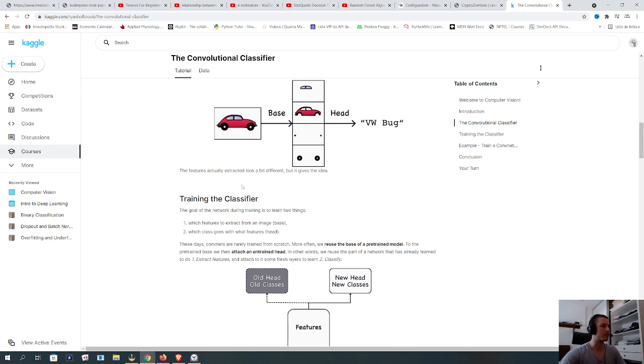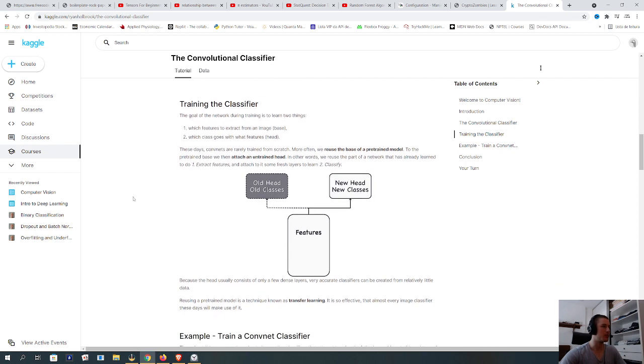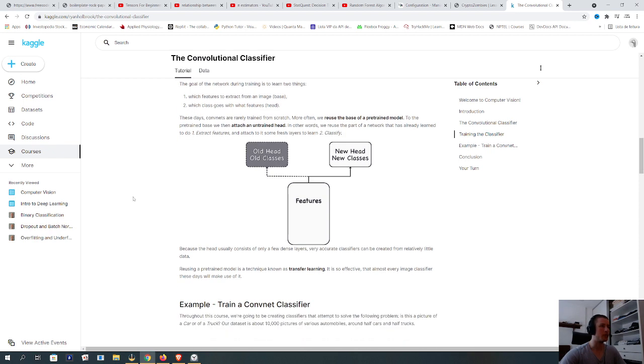Features actually extracted look a bit different, but it gives the idea. Training the classifier. The goal of the network during training is to learn two things: which features to extract from an image, the base, and which class goes with what features, the head. These days, convnets are rarely trained from scratch. More often, we reuse the base of a pre-trained model. To the pre-trained base, we then attach an untrained head. In other words, we reuse the part of a network that has already learned to extract features and attach to it some fresh layers to learn to classify.